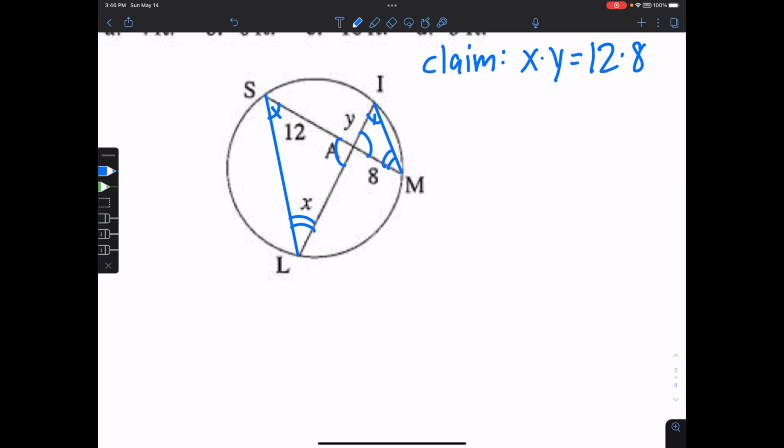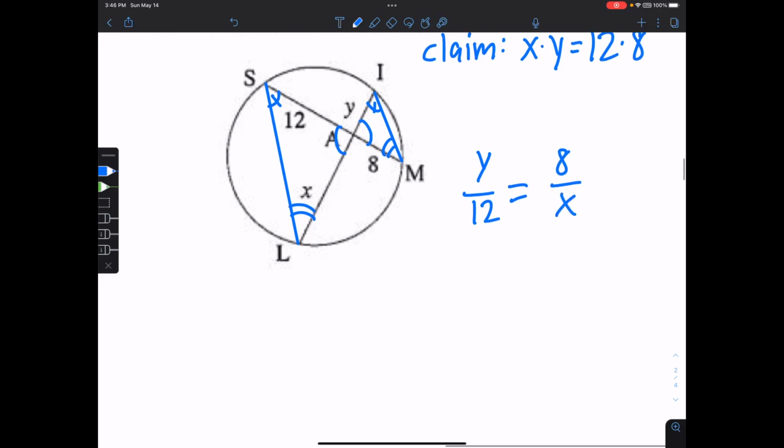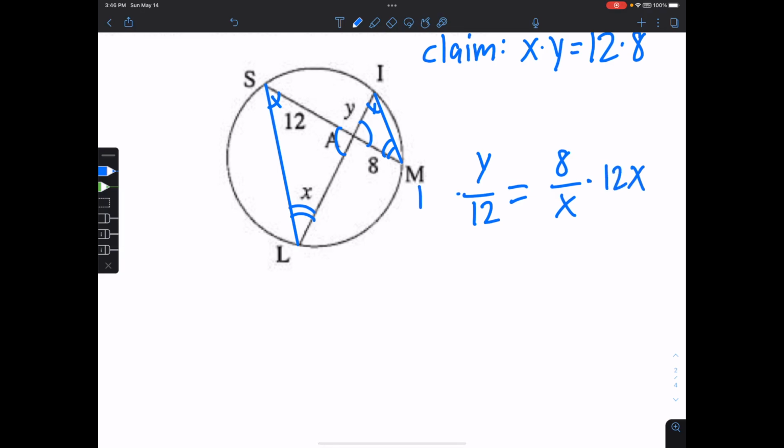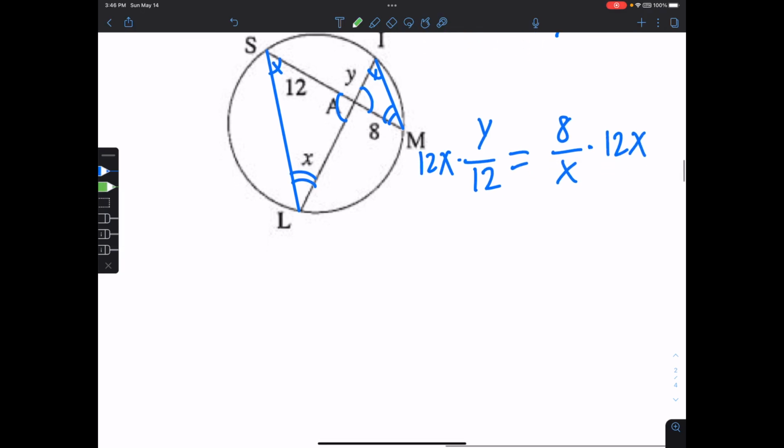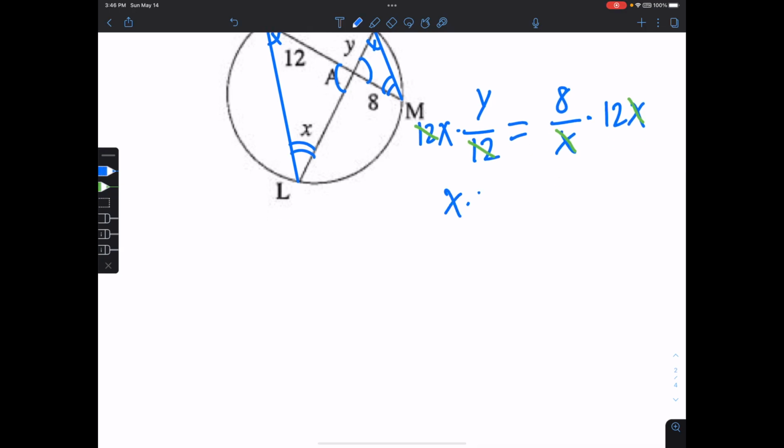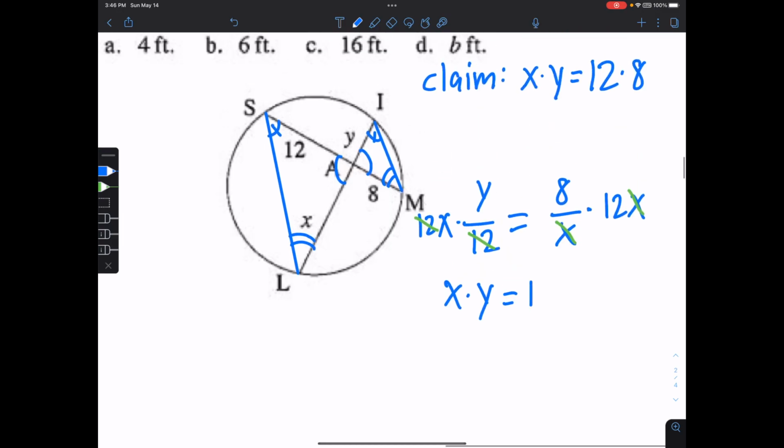We can take the side across from the double angle, right? Side across from a double angle, y over 12 is equal to the side across from our whatever this angle is. So 8 over x, right? And if we multiply both sides by 12x, on the left side, this will cancel with this, and on the right side, the x's will cancel, right? And so x times y will be equal to 12 times 8.